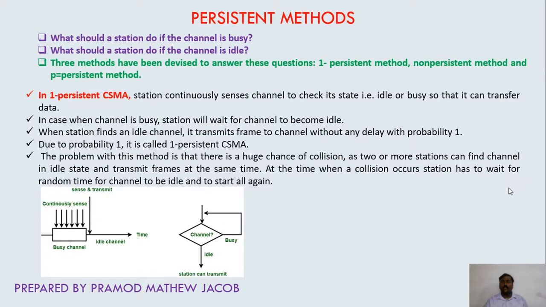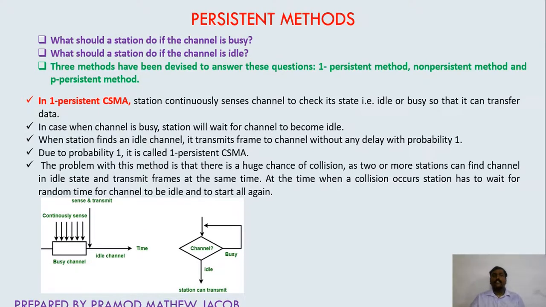Next is persistent methods in CSMA. In carrier sense multiple access, there arise two questions. What should a station do if the channel is busy? What should a station do if the channel is idle? Three methods have been devised to answer these questions: one-persistent method, non-persistent method, and P-persistent method.